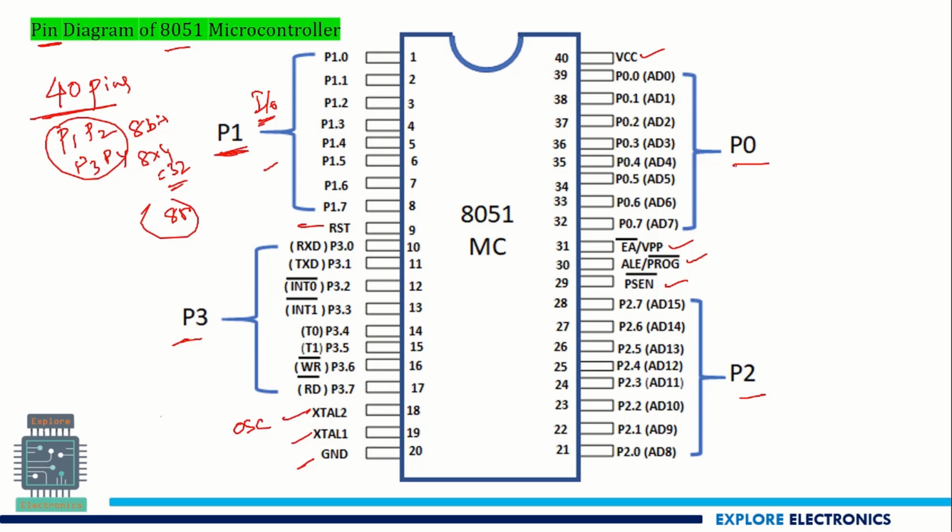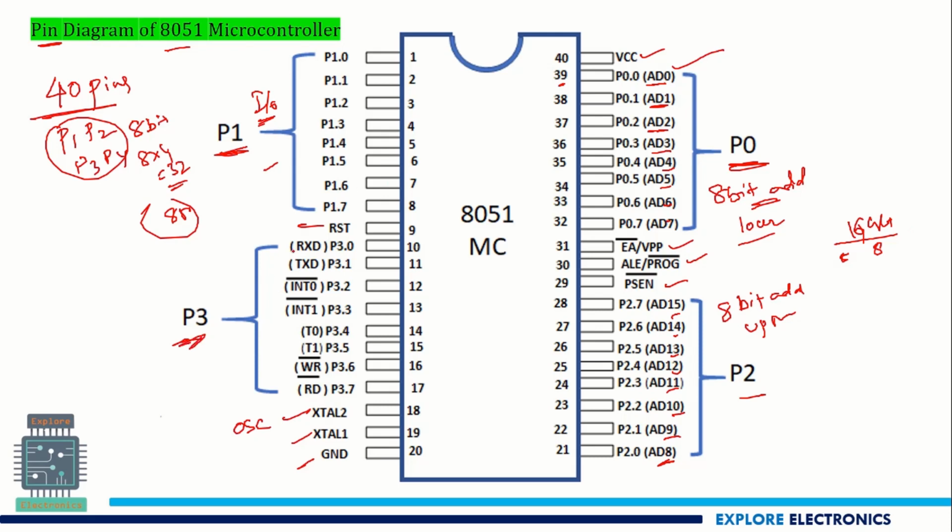If you see P0, the first pin P0.0 is pin 39, that is address 0, address 1, address 2, address 3, 4, 5, 6, 7, meaning an 8-bit address we can give from here. And the higher order address 8, 9, 10, 11, 12, 13, 14, 15 can be given here, another 8-bit address. This is the lower order address, and this is the upper order address. Totally this 8 and this 8 become 16 bits. This is how the pin diagram of the 8051 microcontroller looks.